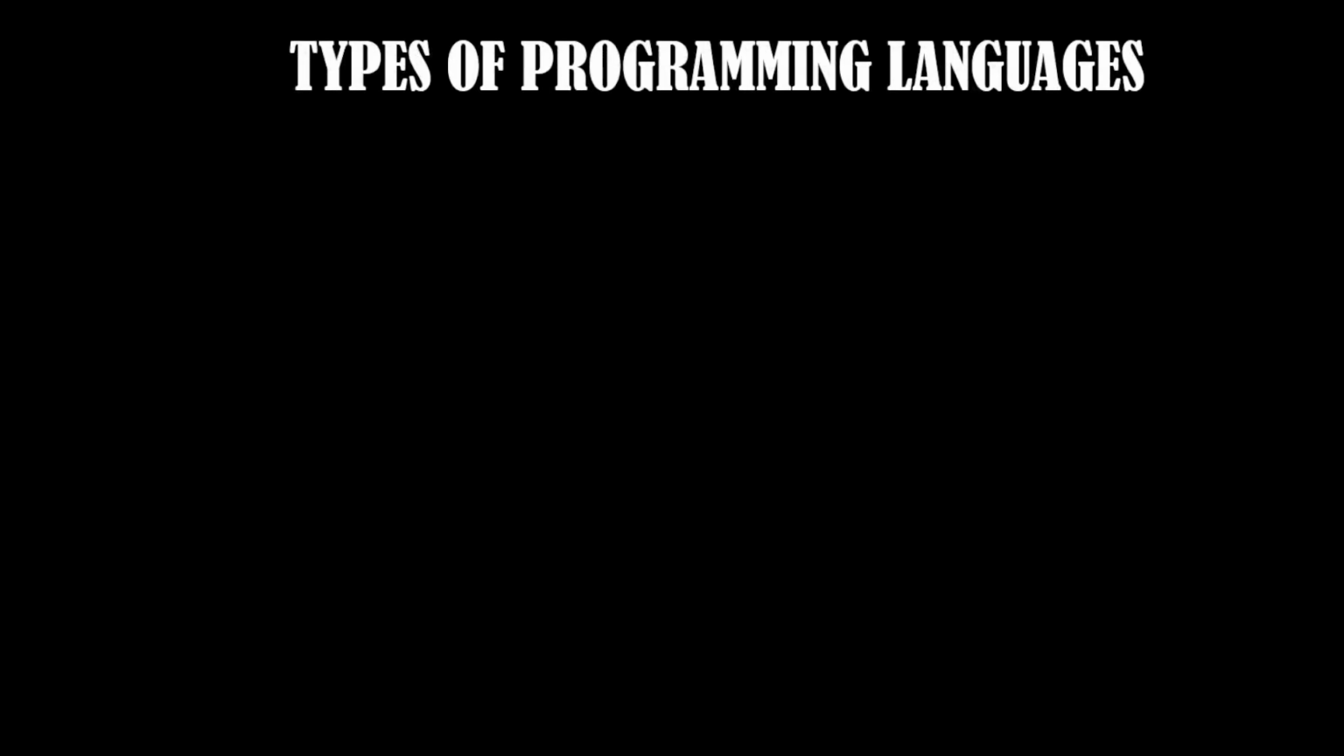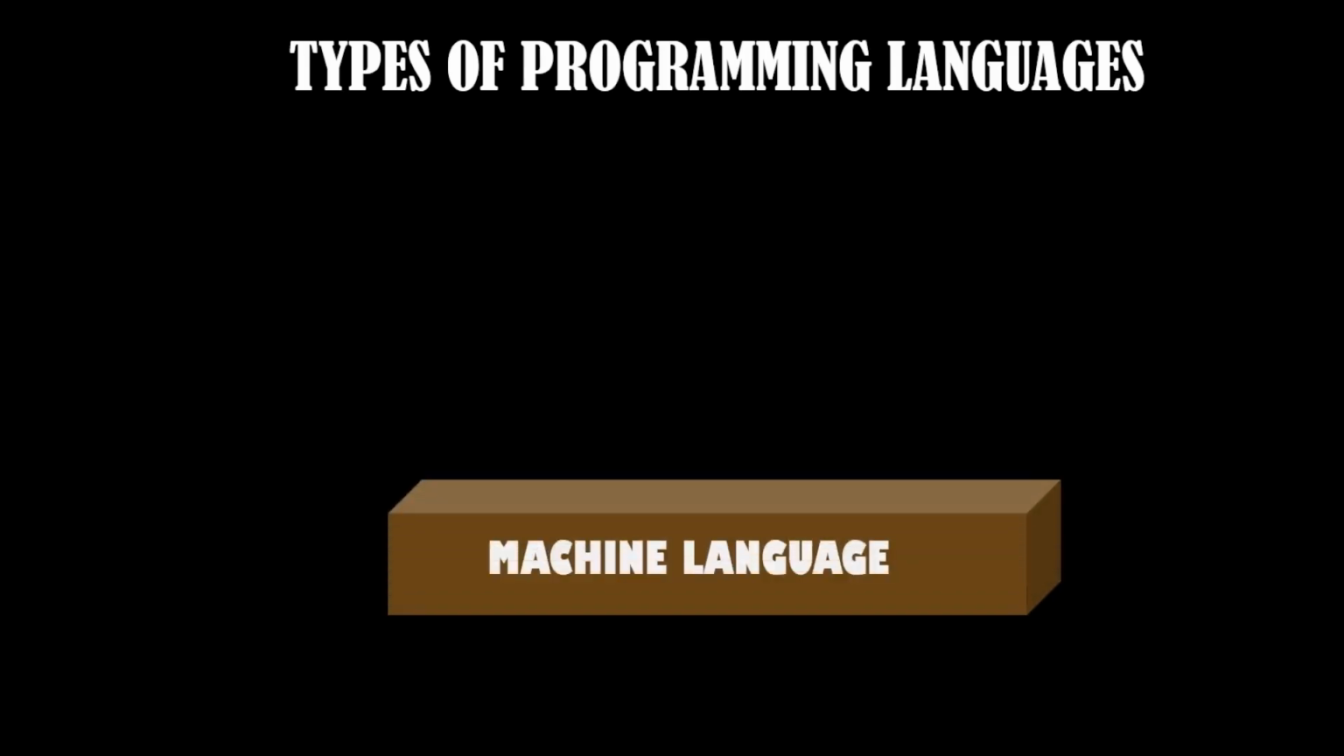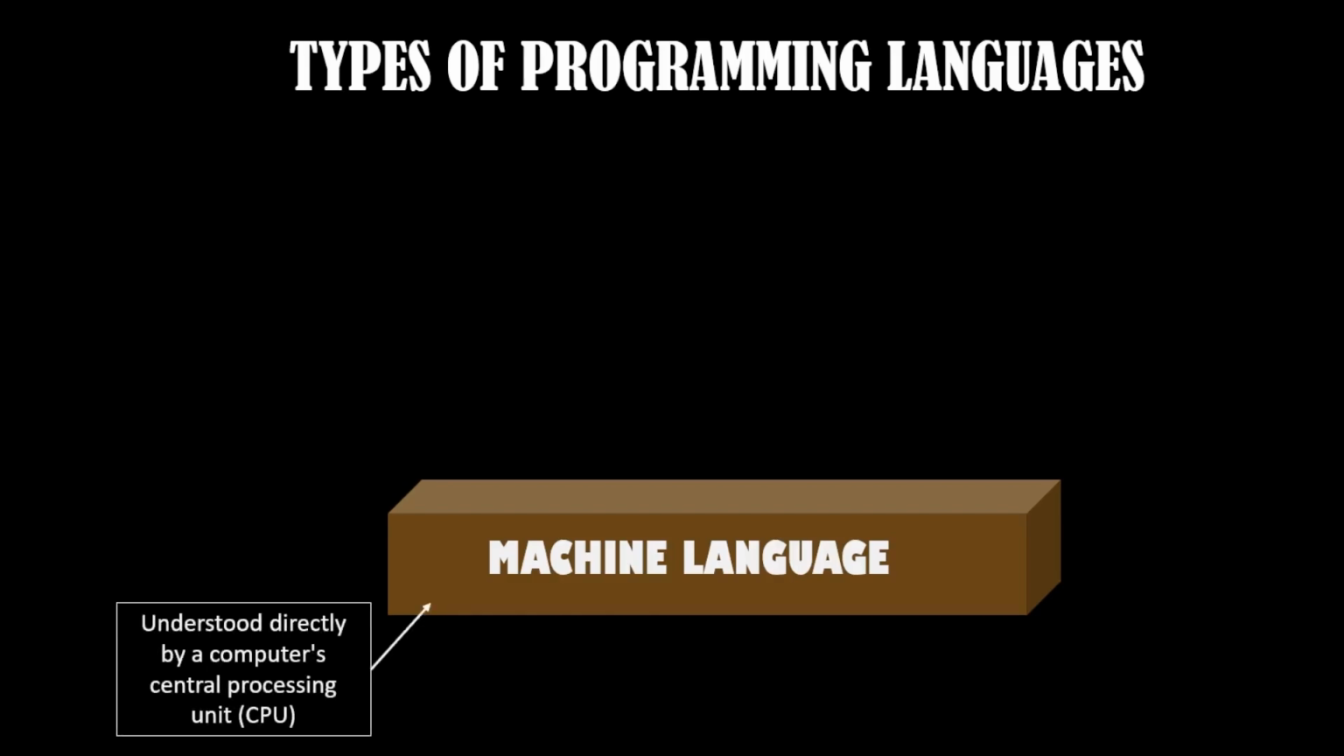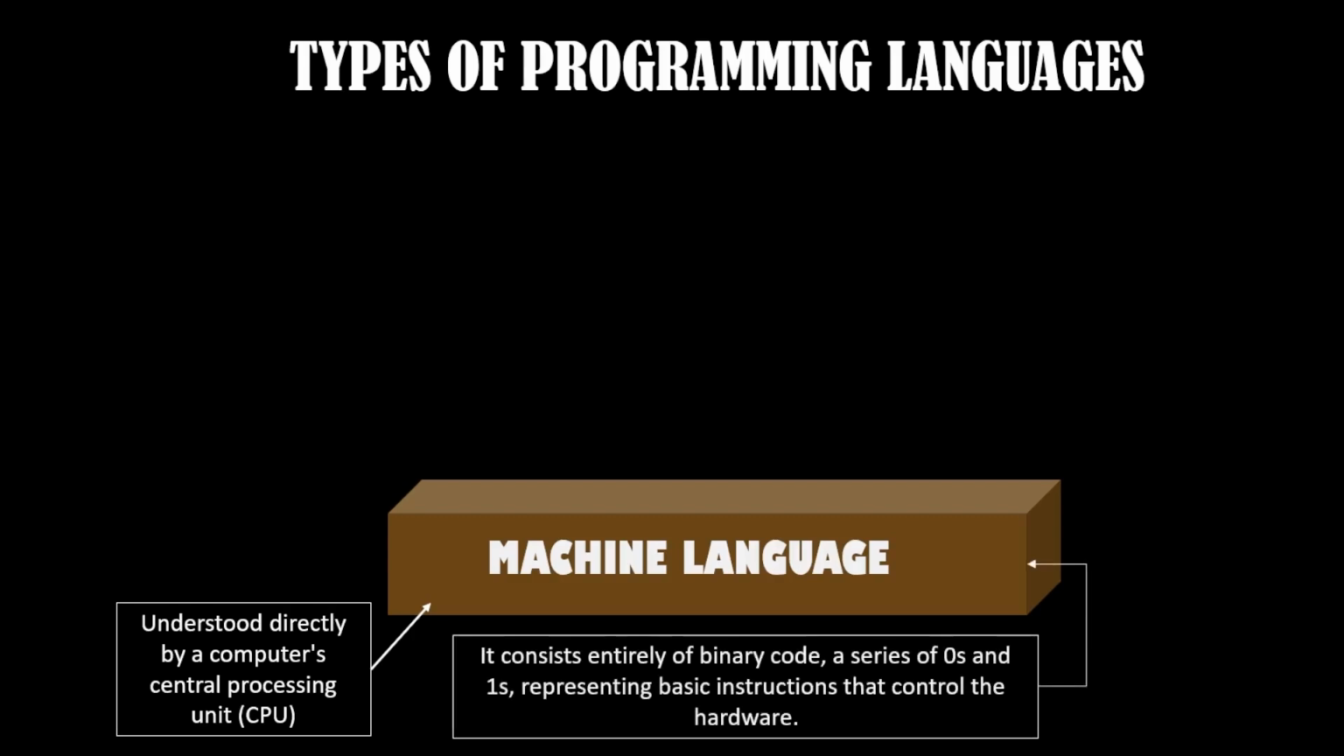Programming languages come in various types, each suited for different levels of interaction with computer hardware. Machine language is the fundamental language understood directly by a computer's central processing unit, CPU. It consists entirely of binary code, a series of zeros and ones representing basic instructions that control the hardware. While highly efficient and fast, machine language is challenging for humans to read and write due to its complexity and lack of abstraction, making it suitable primarily for low-level programming tasks that require direct hardware manipulation.